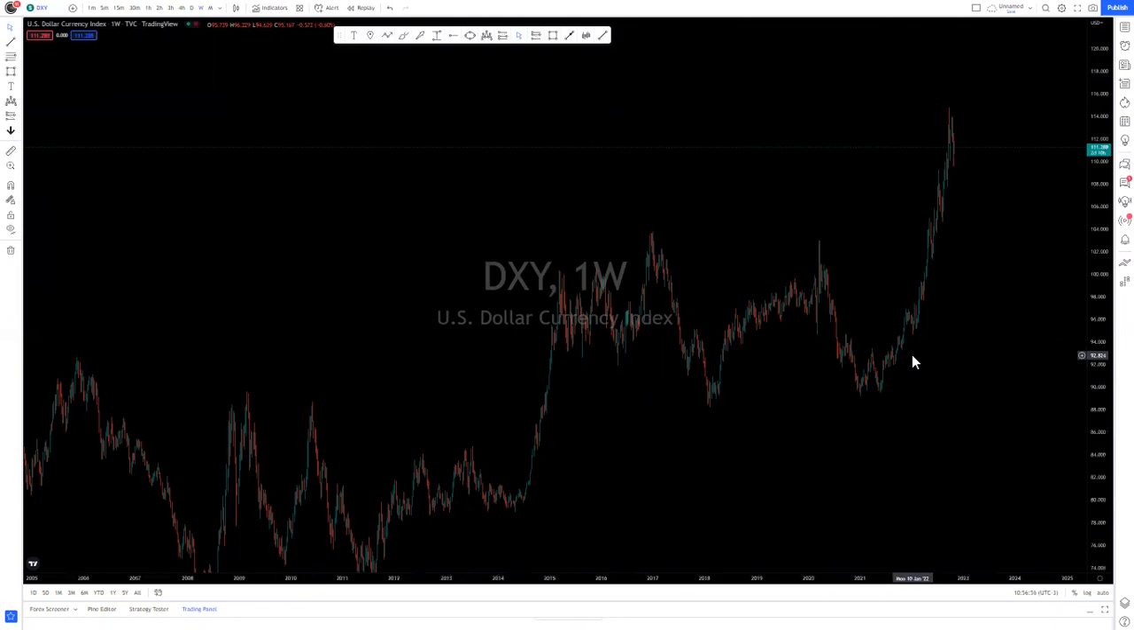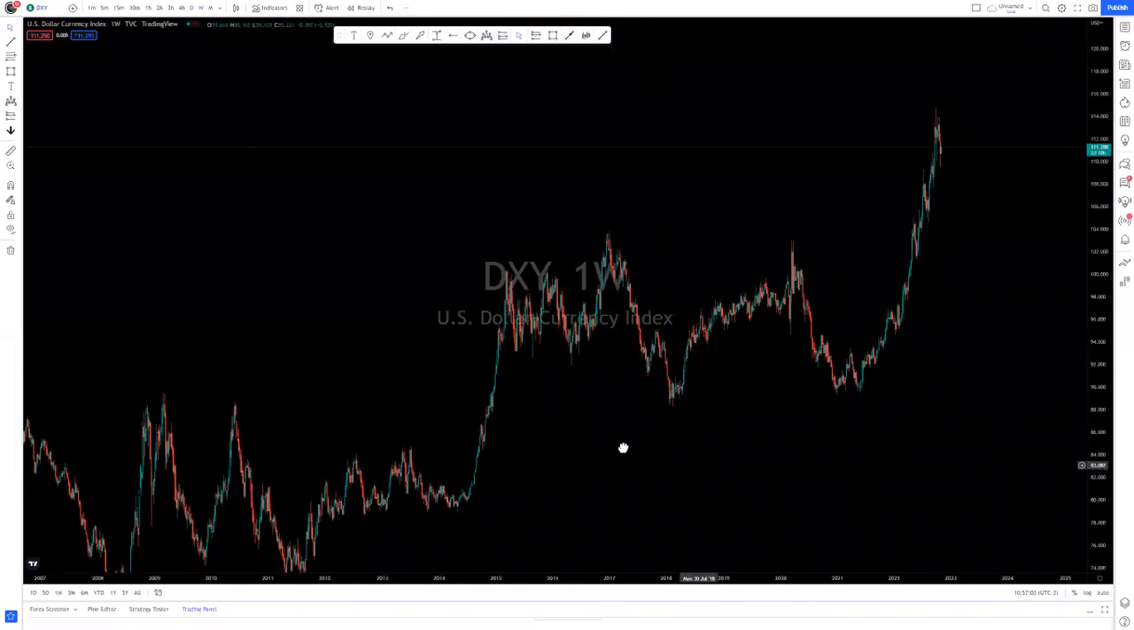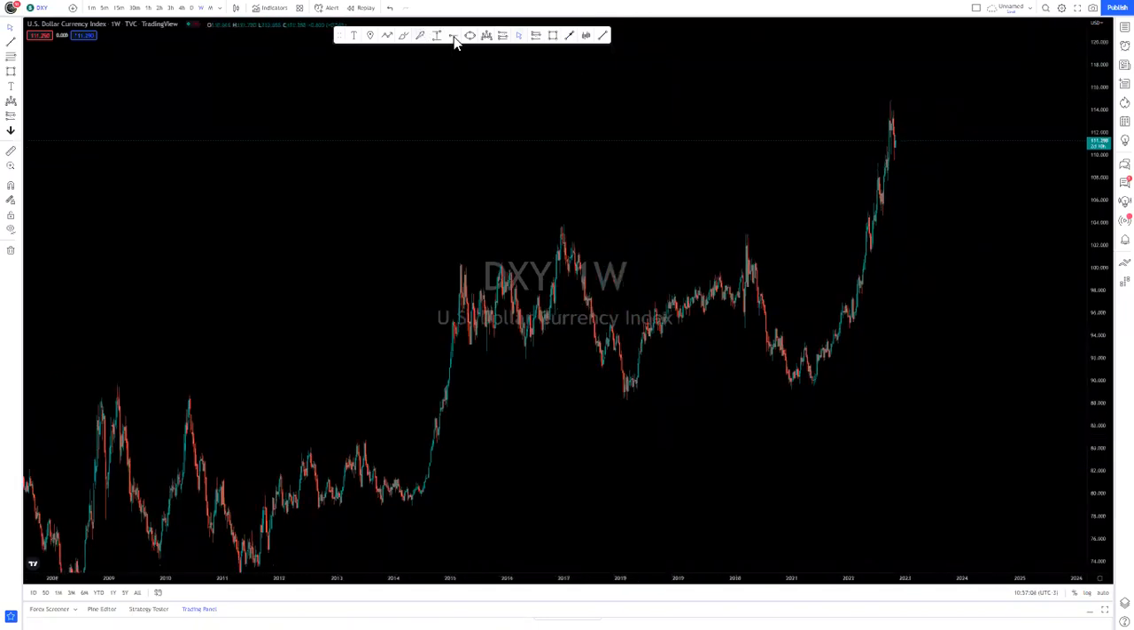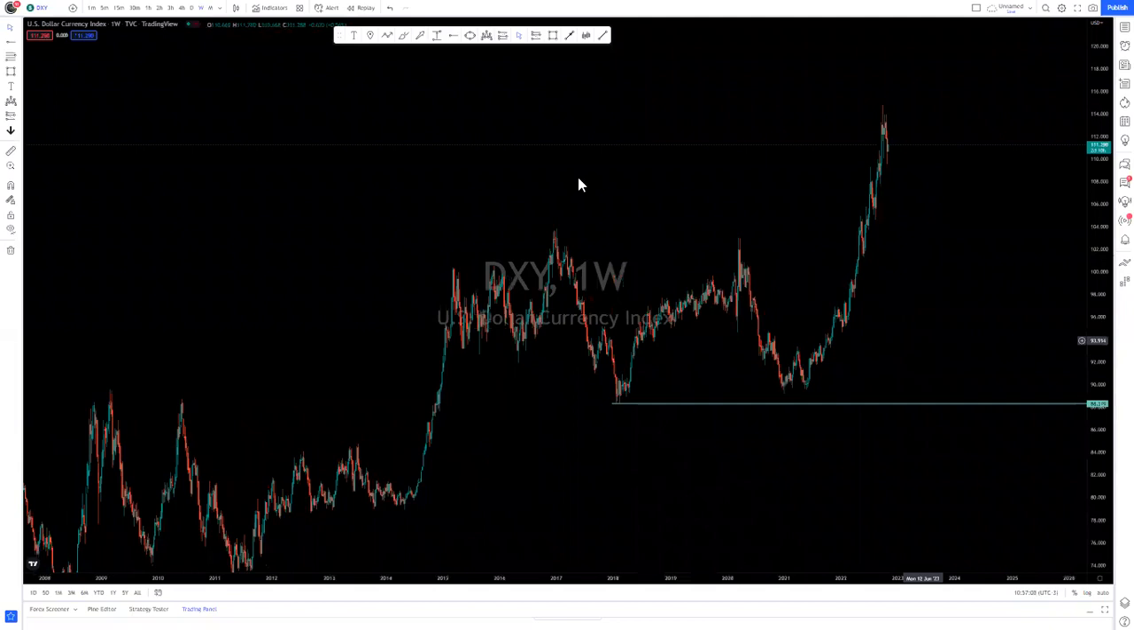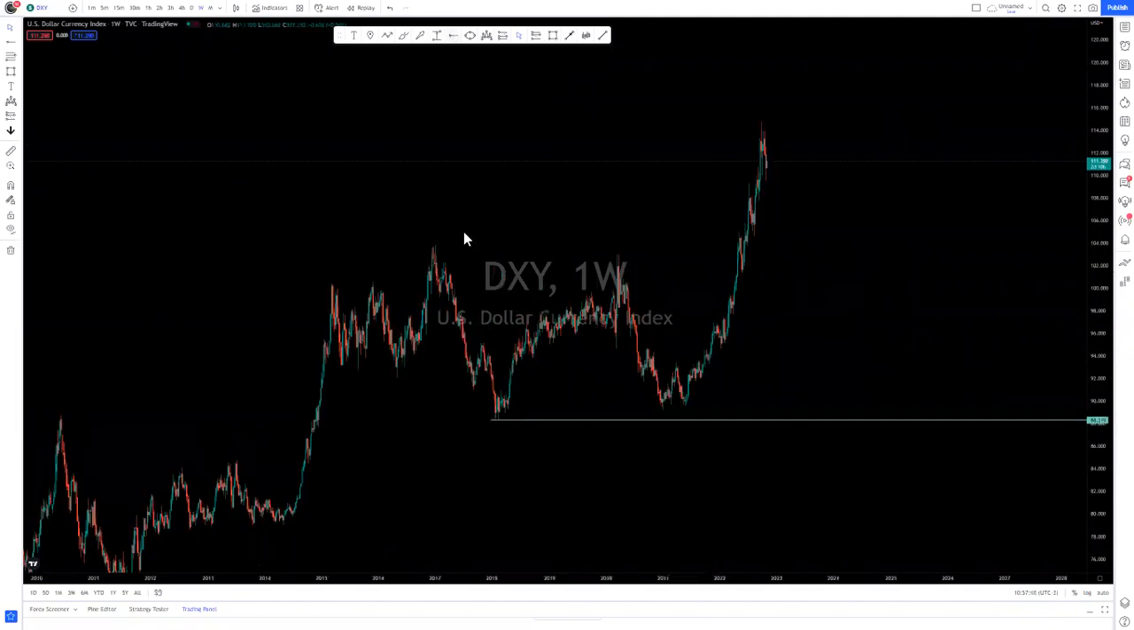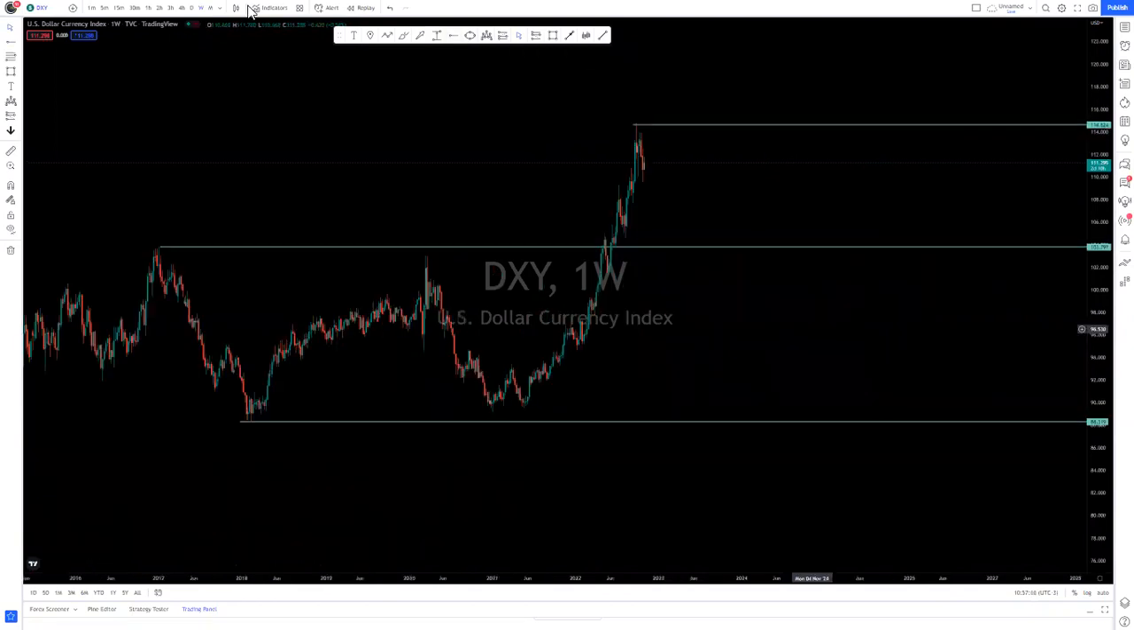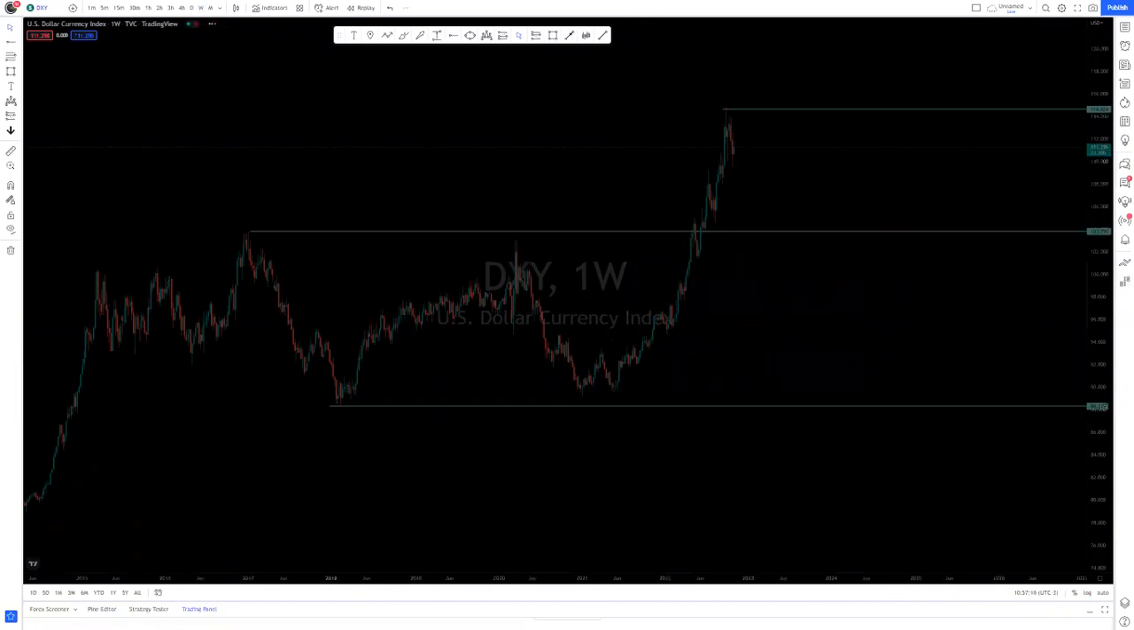So now we're looking at this pair called DXY, on the weekly time frame. As I said, what I do is I highlight the lower low of the structure, the higher high, and the highest high. So now I have three things highlighted: the higher high, highest high, and higher high. Now we're gonna move to the daily time frame.